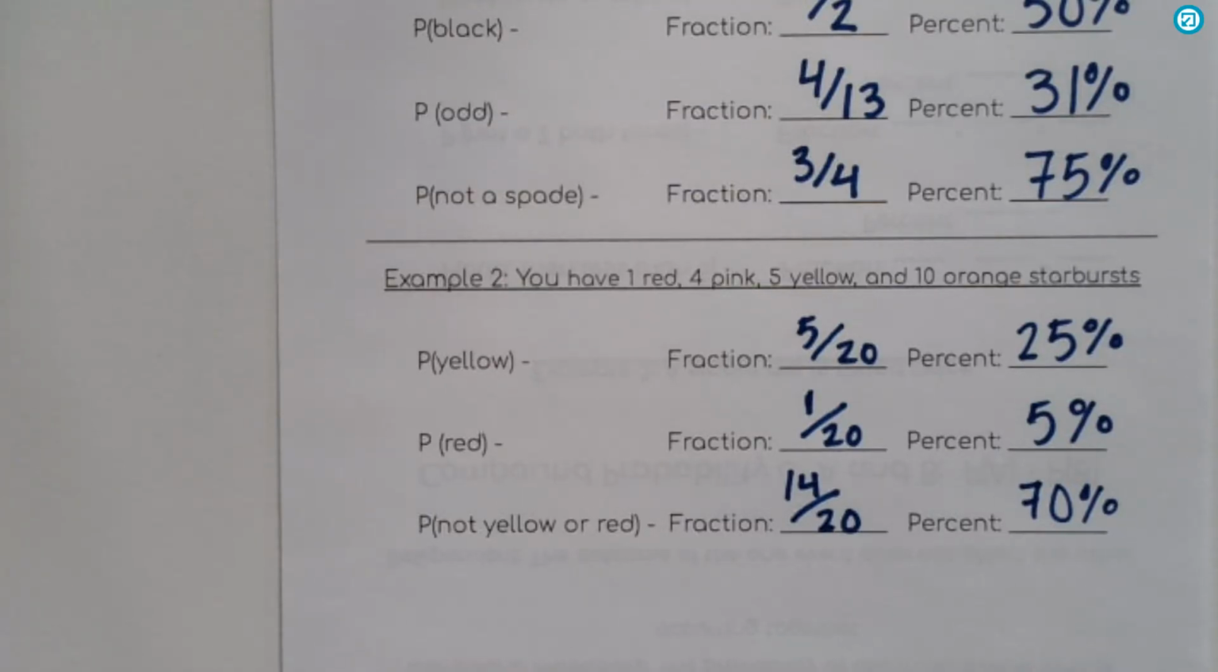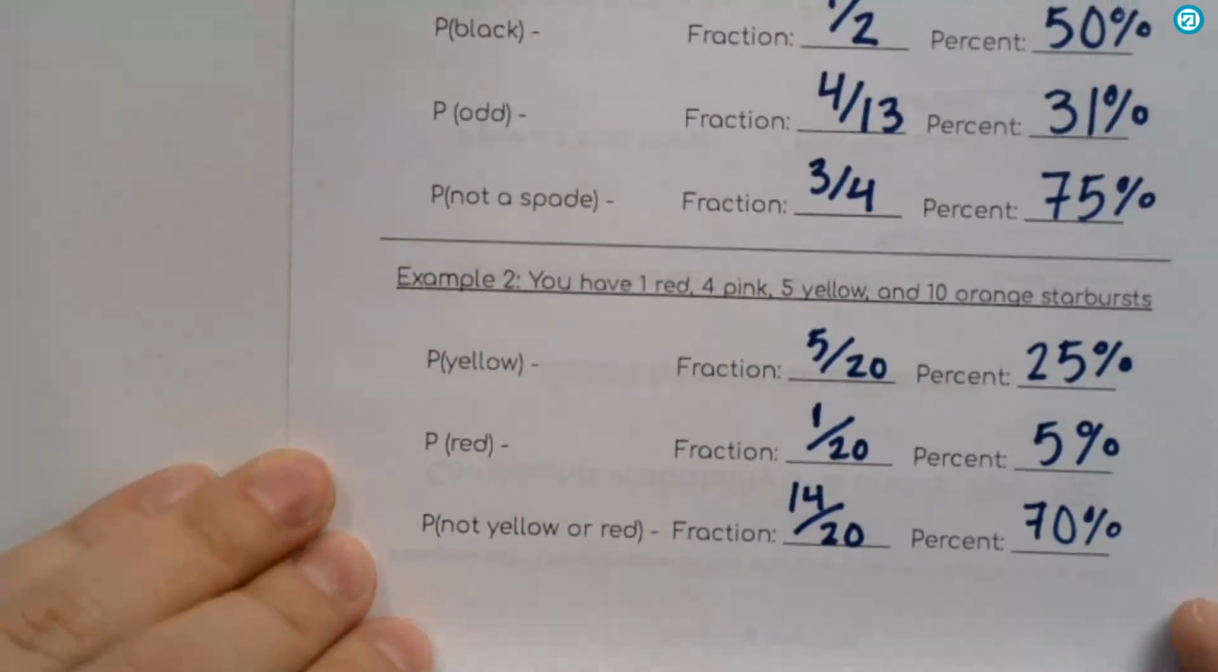Okay, what did you guys get when you added those up? 100%. So the probability of picking yellow, red, or not yellow or red adds up to 100, because you got to pick something, okay? So this is the probability of picking yellow, the probability of picking red, and this is the probability essentially of picking pink or orange, because those are the not yellow or red ones. Awesome. Because something's got to happen. All right, flip this over.